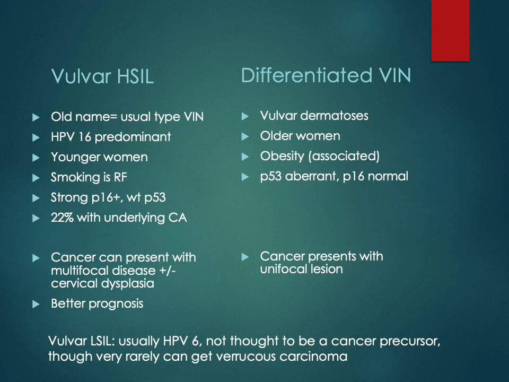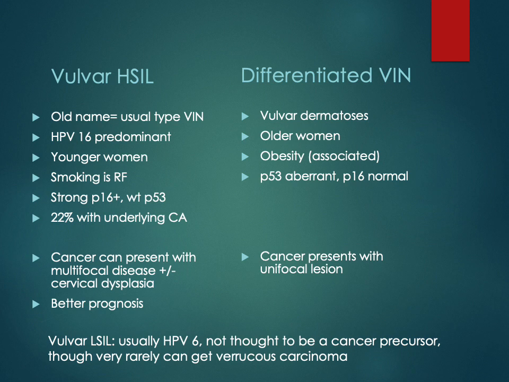So moving on from cervix to the vulva, we'll start off with the premalignant lesion, vulvar intraepithelial neoplasia. There are kind of 2 varieties of this. There's the vulvar HSIL, which used to be called the usual type VIN, and then there's differentiated VIN. You can think of vulvar HSIL as being HPV related, typically in younger women. Differentiated VIN is associated with things like lichen sclerosus and typically occurs in older women.